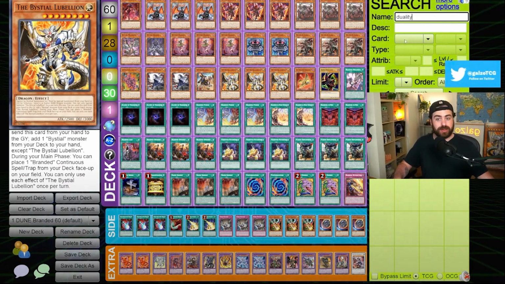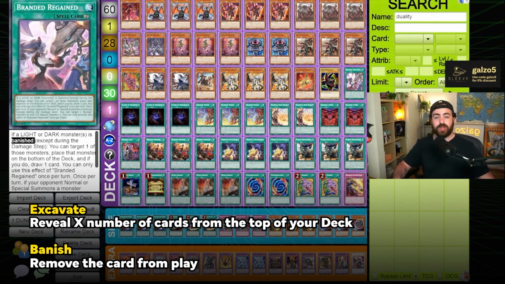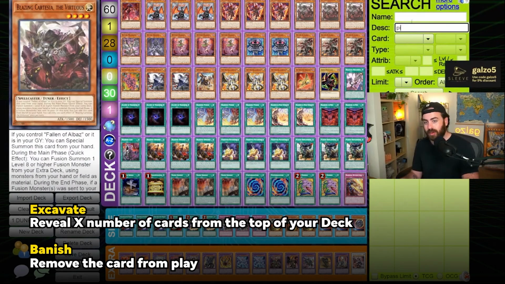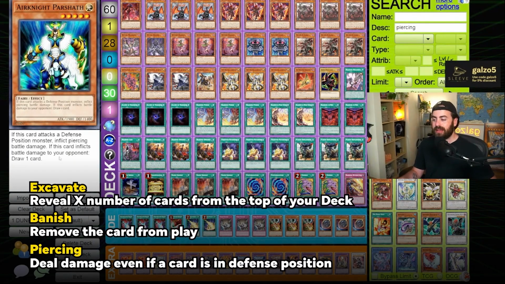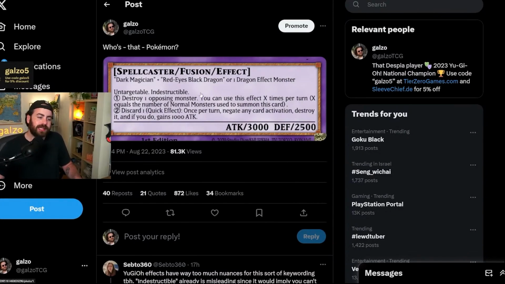We have a few keywords. For example, excavate. That is a keyword. Banished. This was not always something that existed in Yu-Gi-Oh! Previously, this said "removed from play." Piercing. Air Knight Parshath, I think it was released in Legacy of Darkness, which is 2003. It did not say "piercing damage." It says inflict damage equal to the difference between the attack of the attacking monster and the defense of the defending monster, or whatever. One eternity later, it's a mess. We're going to figure out how to fix Yu-Gi-Oh! to make it much more legible.